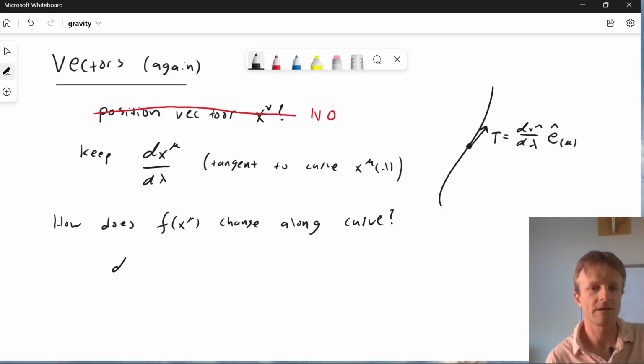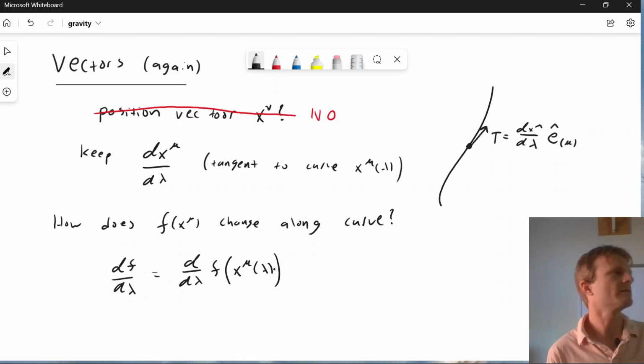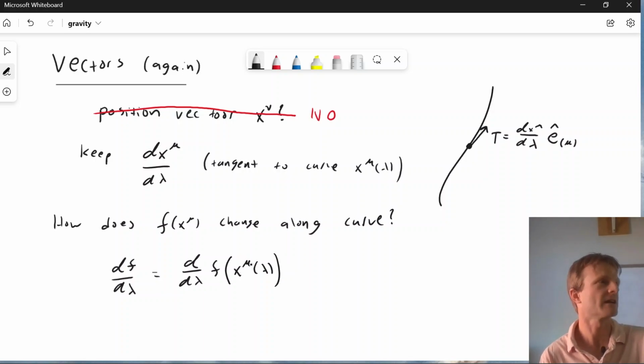Okay, well, we can compute df d lambda, right? That, by definition, what we mean by that is d by d lambda of the function evaluated on x mu of lambda. This we can do without calling x mu a vector. We won't do that, but x mu of lambda is a thing. It's the coordinates as a function of parameter. We can plug that into our function, which takes a slot for coordinates. And now we have an ordinary function of lambda. We can take the ordinary derivative. Okay.